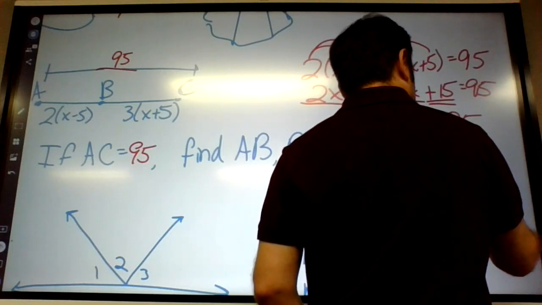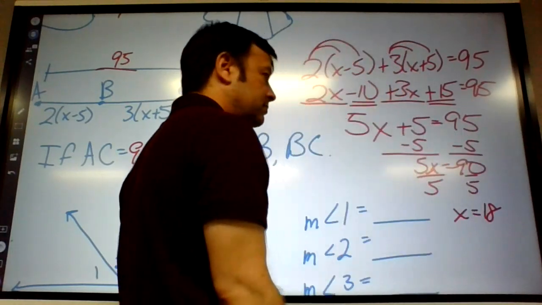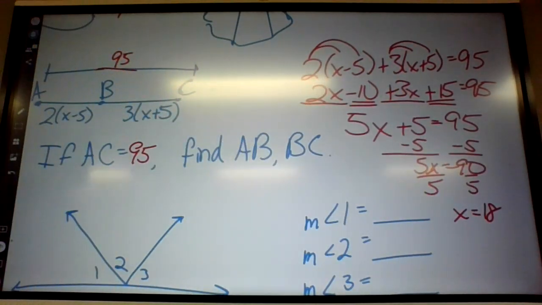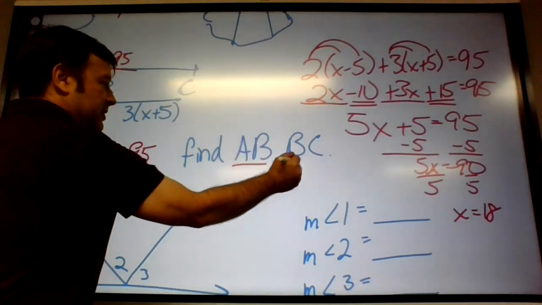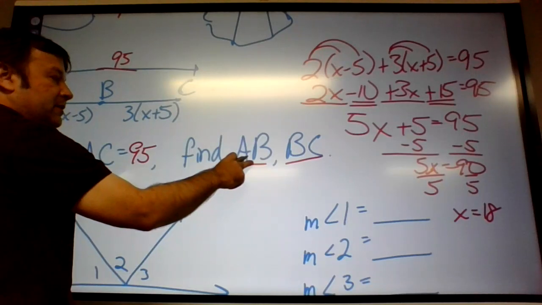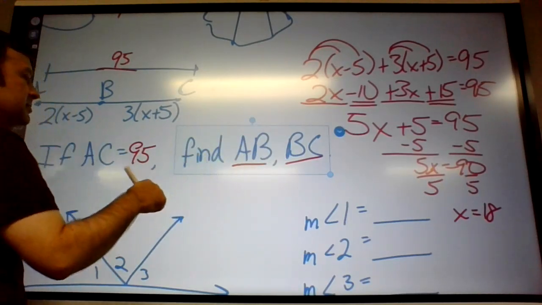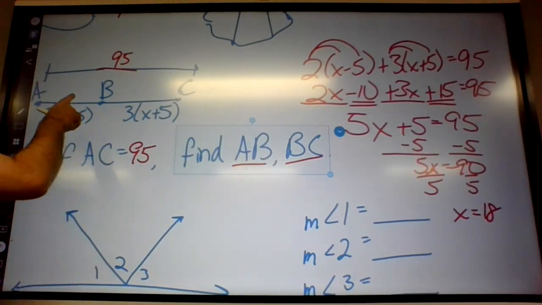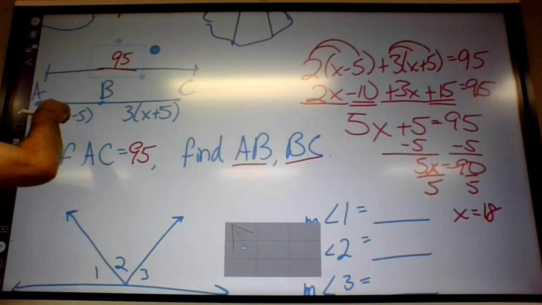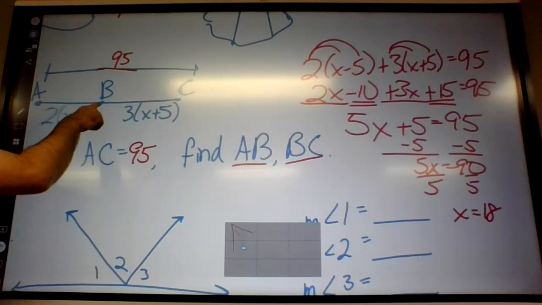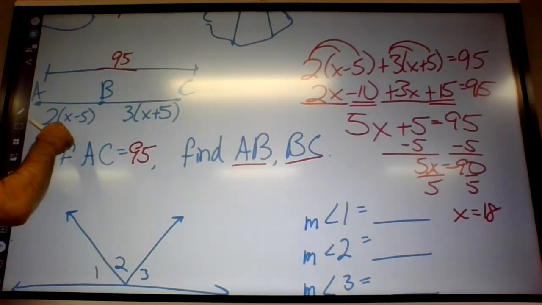Let's see, that'd be 18. Alright, is that the answer? No. We're looking for this. AB just means the length of AB and the length of BC. Segment AB and BC. So how do I find the length of segment AB? 18 is for x. Right, now that we have X, we can put it right there.